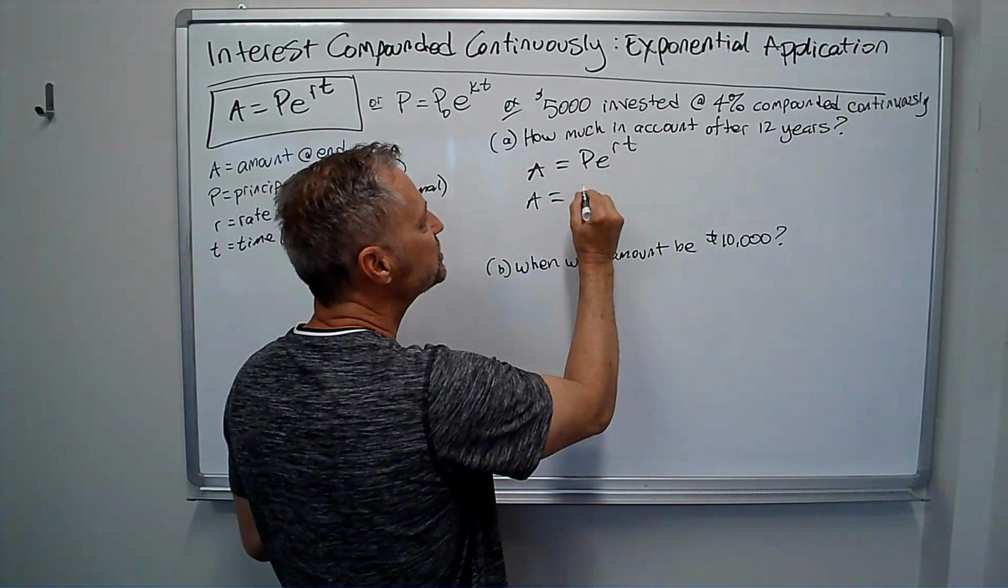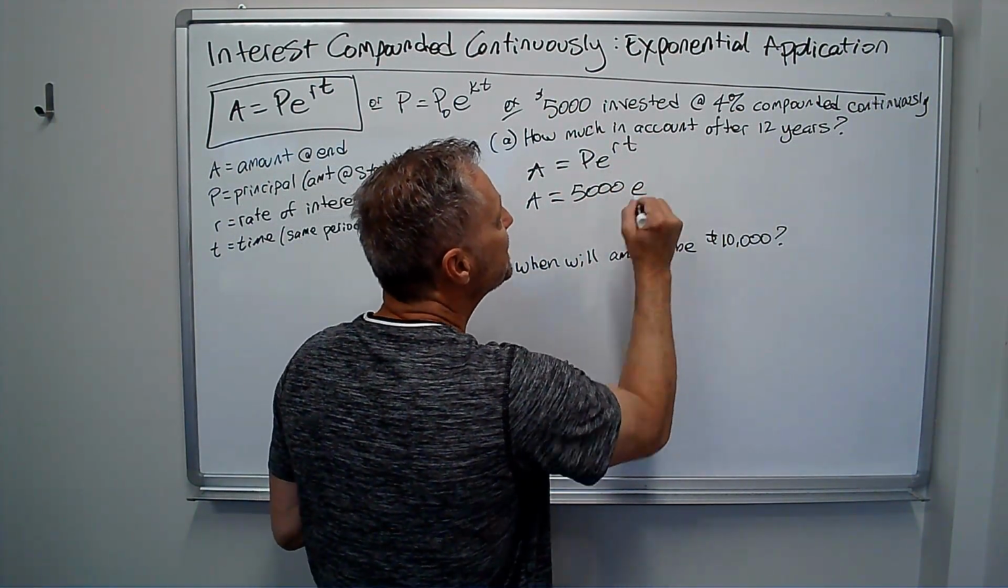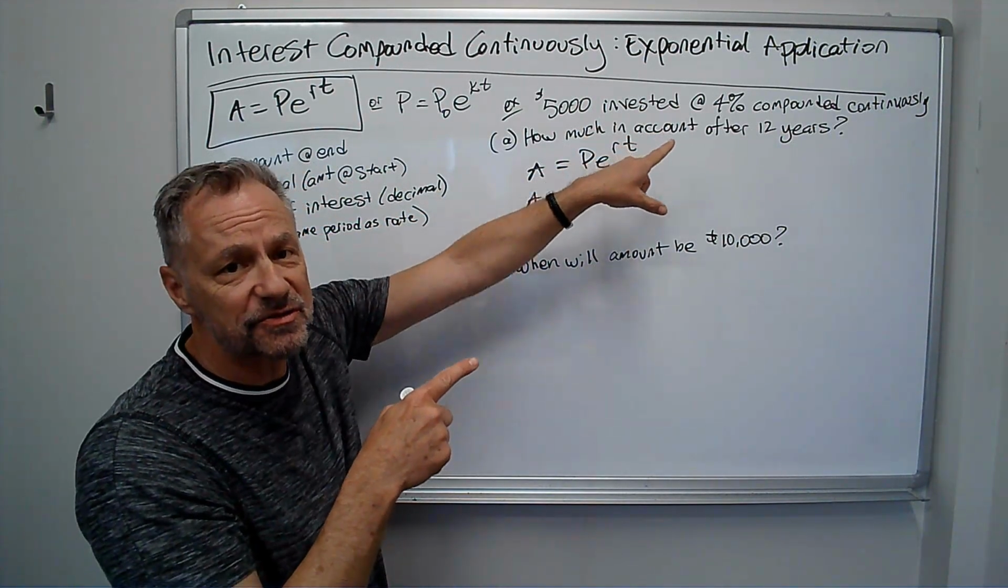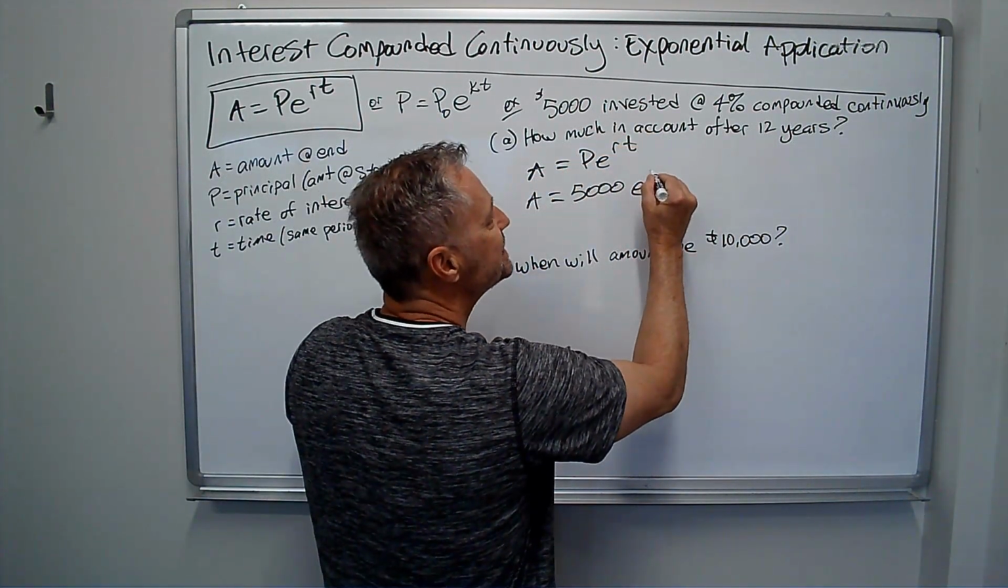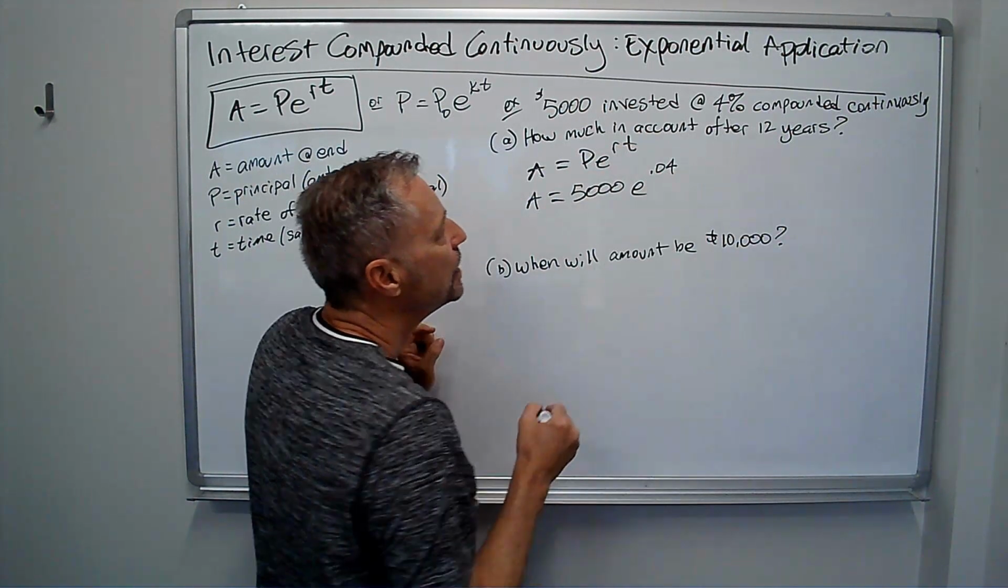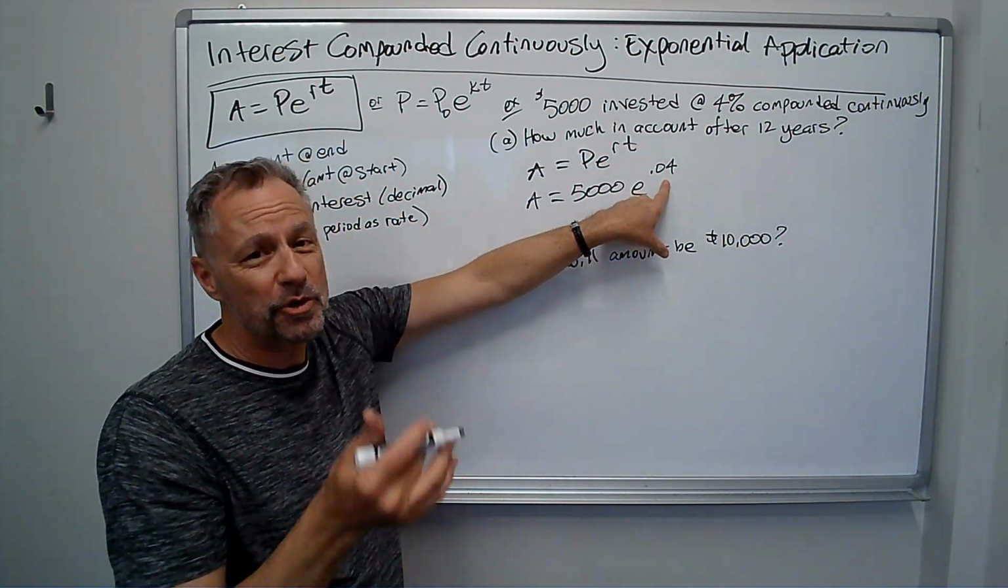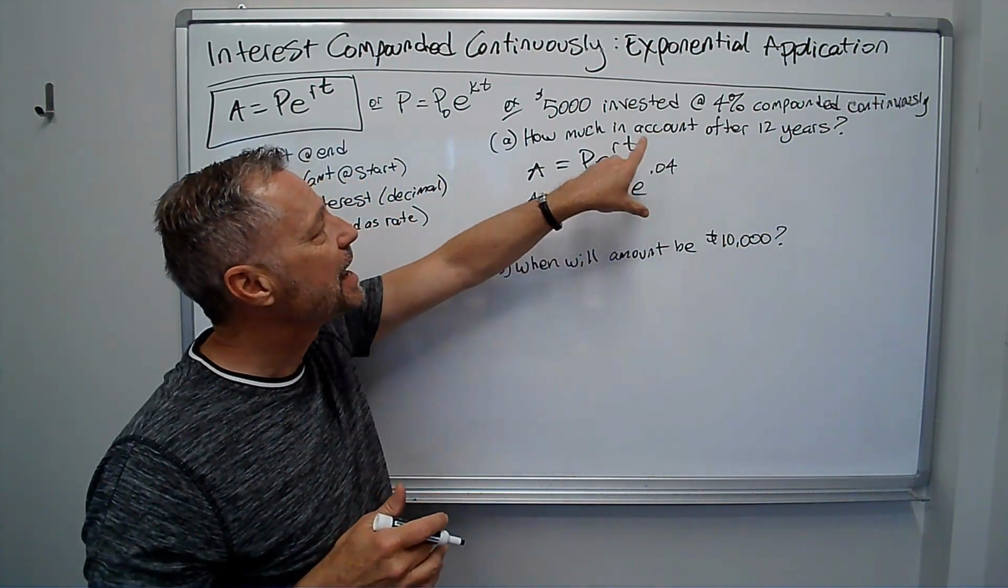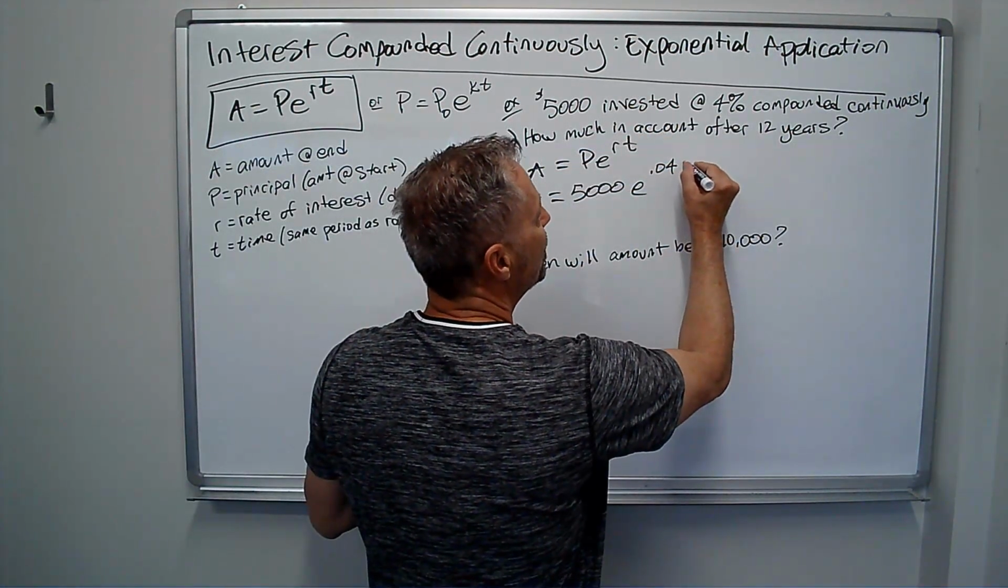P is the principal, that's what we start with, 5,000. e raised to the rate, which is the 4%. Put that 4% as a decimal, 0.04. And that's 4% per year. I didn't write that, but that's what we're assuming. And then it's for 12 years, so that's times 12.